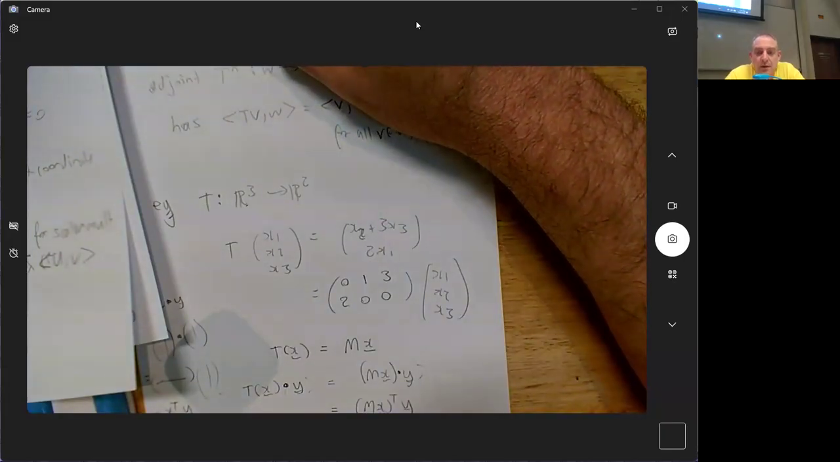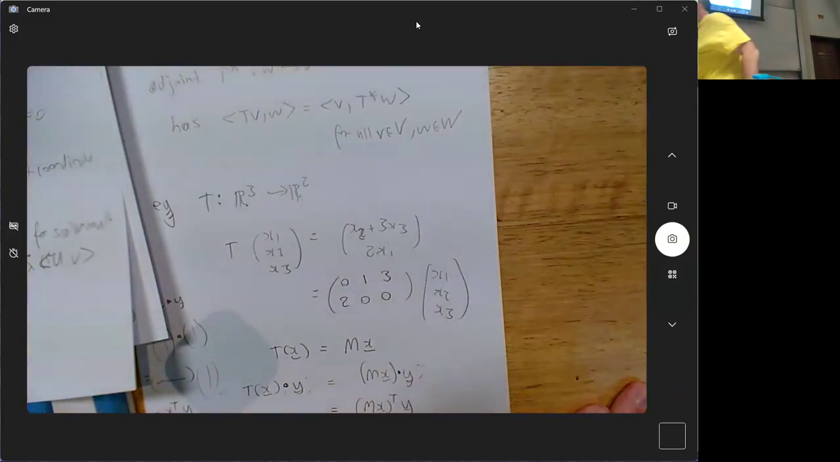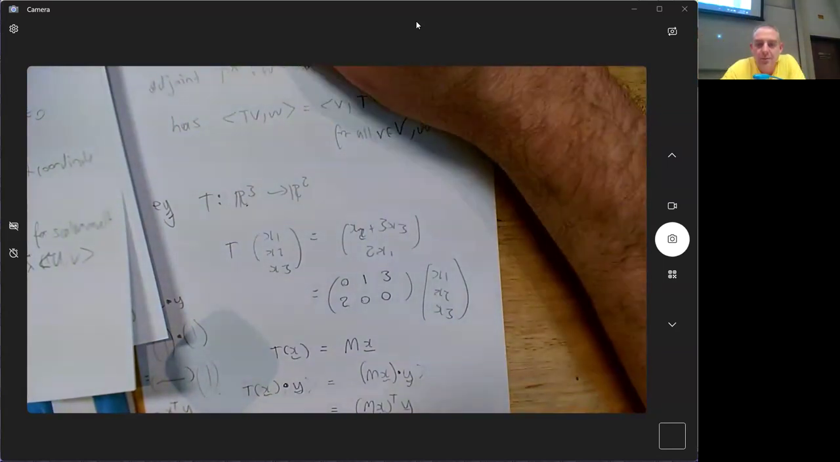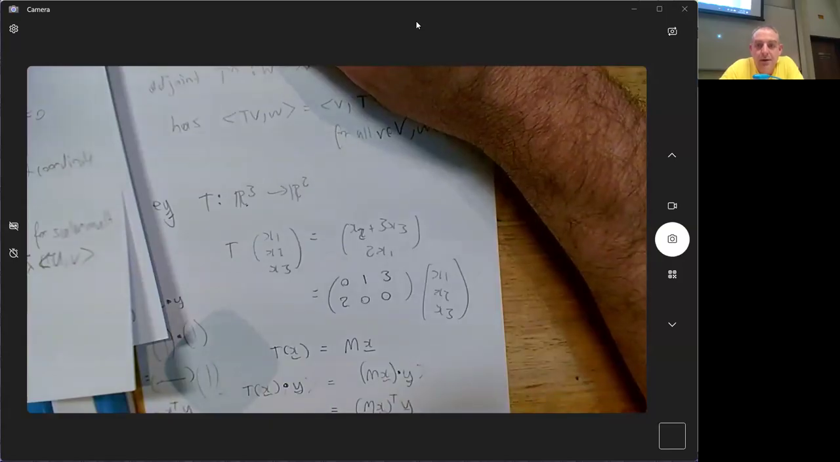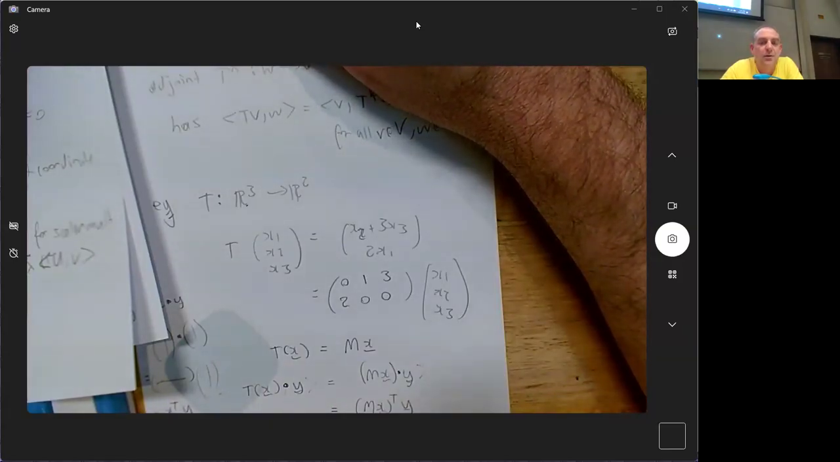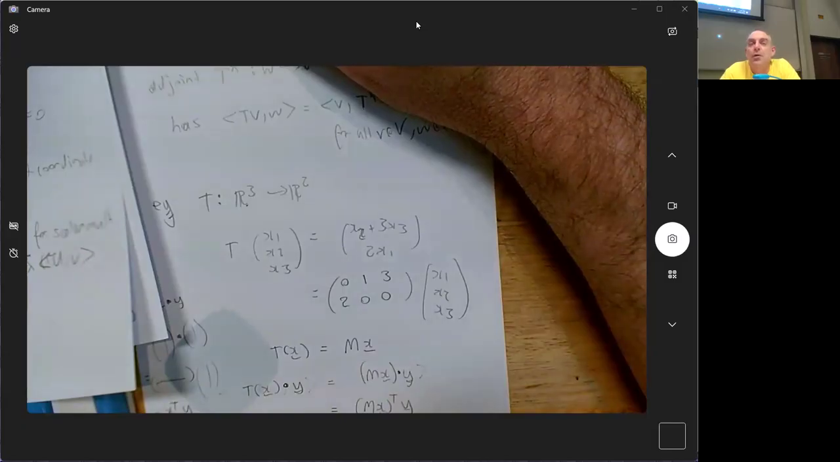So adjoints do what we expect them to do, similar to the dashes. Those are like the rules of dashes, same as the rules of dashes, except a few extra bits and pieces. With this conjugate, that's because we got it from the inner product, which had conjugates in it. Rightio.